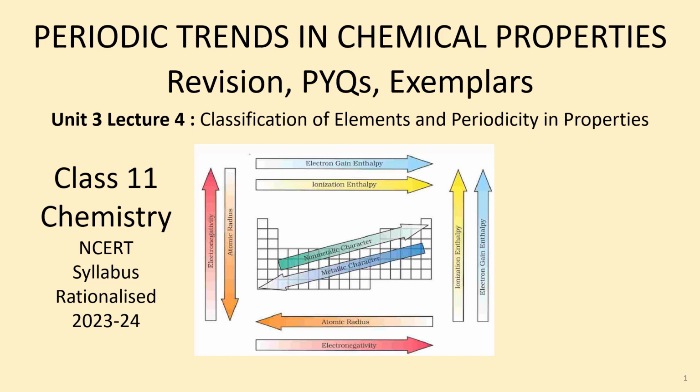Ionization enthalpies generally increase across a period and decrease down a group. Electronegativity also shows a similar trend. Electron gain enthalpies in general become more negative across a period and less negative down a group. So we will continue further.